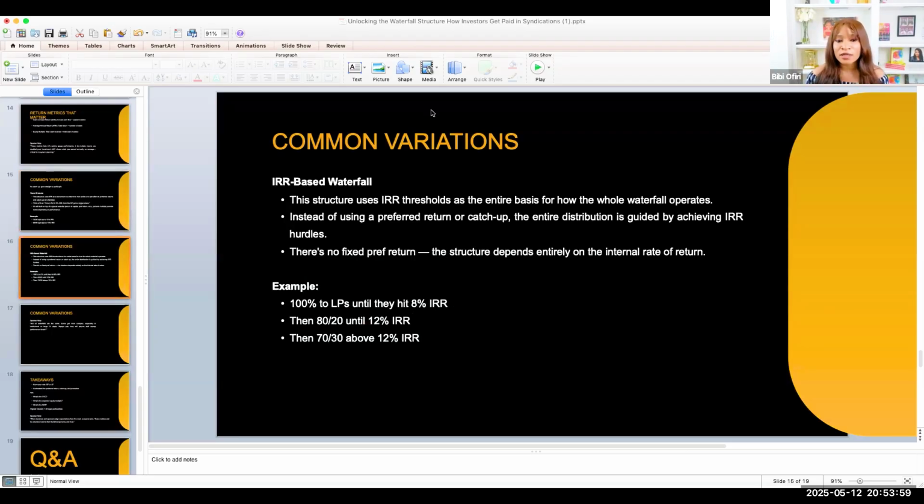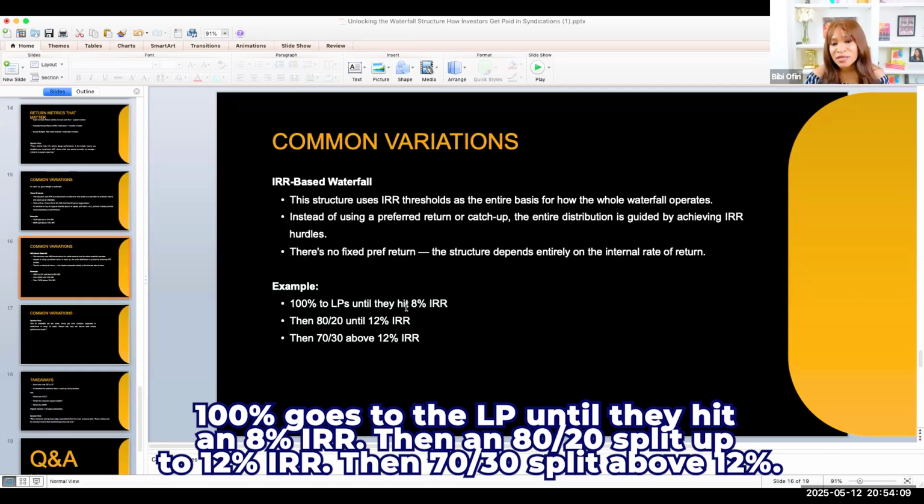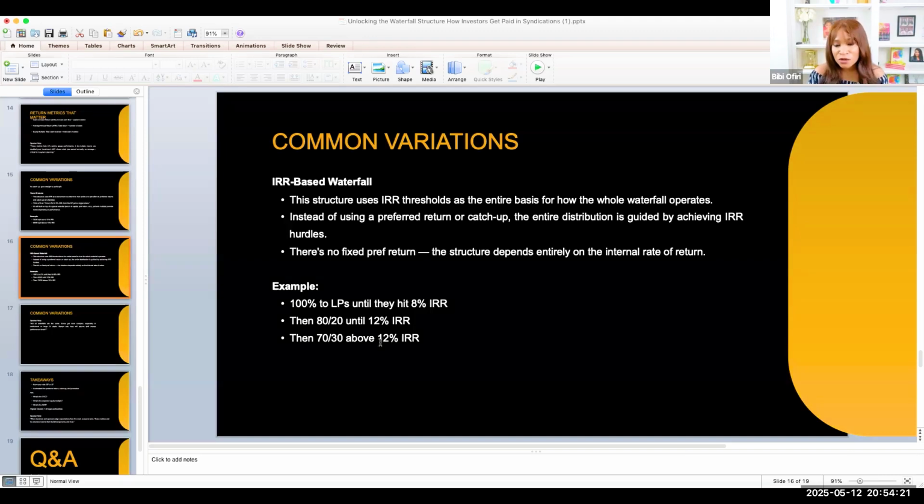There's another one again. It's called the IRR-based waterfall. In this way, this is the example. 100% goes to the LP until they hit 8% IRR. Then an 80-20 split until 12% IRR. Then a 70-30 split above 12%. It's more like what I just explained to you as well.